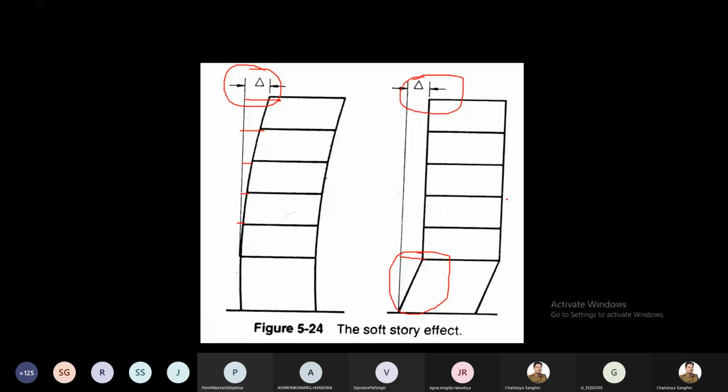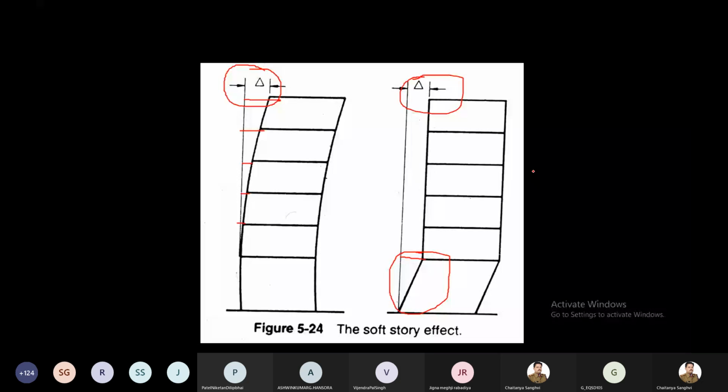And in the 2001 Bhuj earthquake, Ahmedabad, Gandhidham and Bhuj observed tremendous damage to soft story structures. Right. Generally we provide parking at the ground story, and for that we are compromising with the structural system, and therefore collapse has been observed.